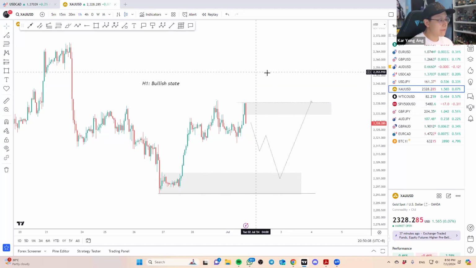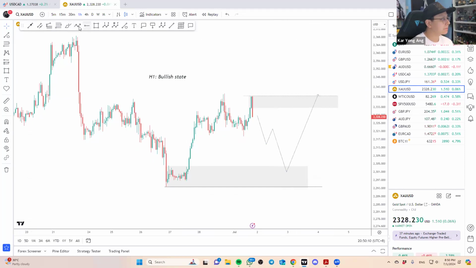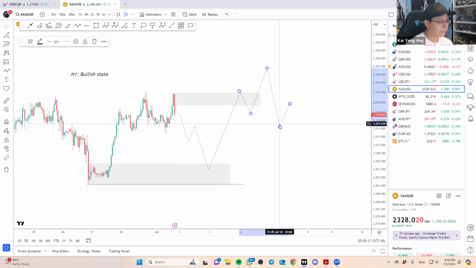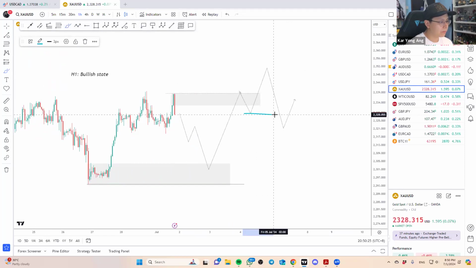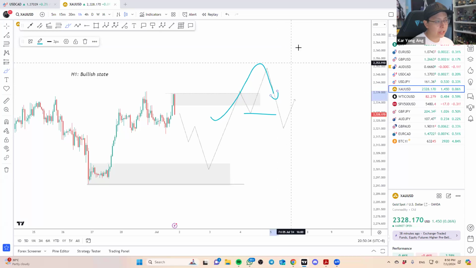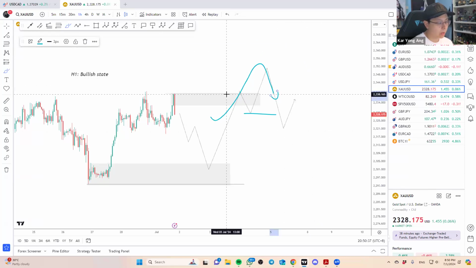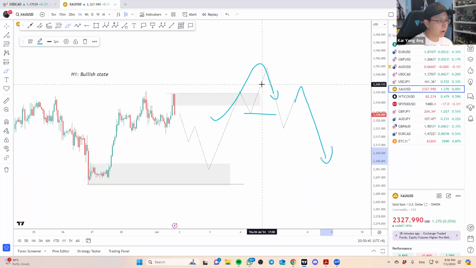And of course, eventually, at some point in time, if this starts to form something like that, okay, what do we have? Okay, we have a change of character over here. And from a H1, we are starting to see bullish to bearish. And on a H4, we are still bearish. At this phase, we have what we call an alignment. Okay. So when we have alignment, what we do, we look to sell when the market pulls back to an order block.